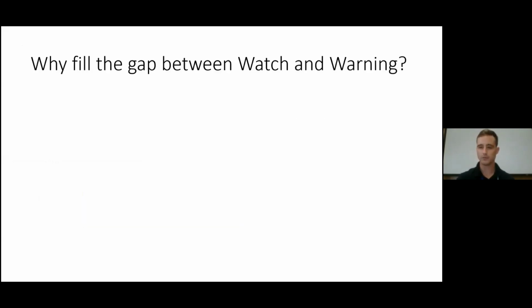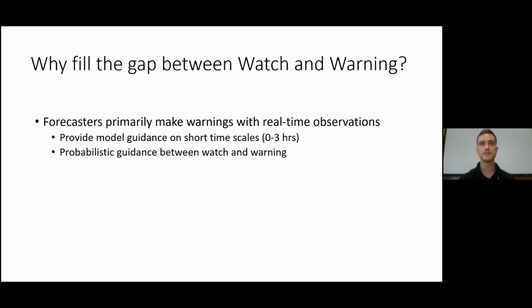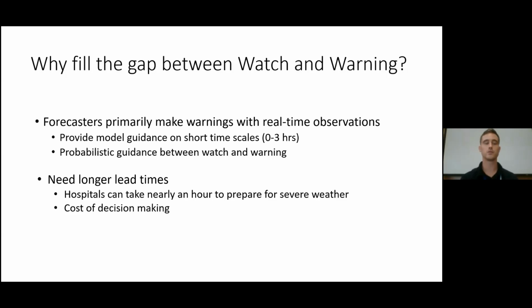So what's the value in filling this gap exactly? Well, because these forecasters are making these warning decisions based off of real-time observations, they are essentially waiting for them to happen. And it would be nice to give them probabilistic guidance to help them anticipate what sort of severe weather hazards may be happening later that evening. Along with this probabilistic guidance would come longer lead time, so people can make decisions earlier in advance of these severe weather hazards, which helps, for example, hospitals taking preparations, because that can take on the order of an hour or longer to do.